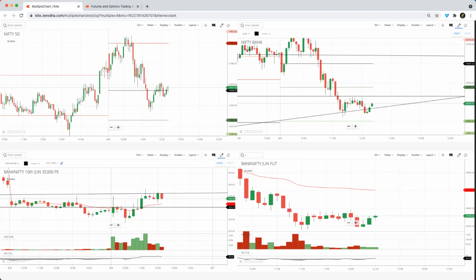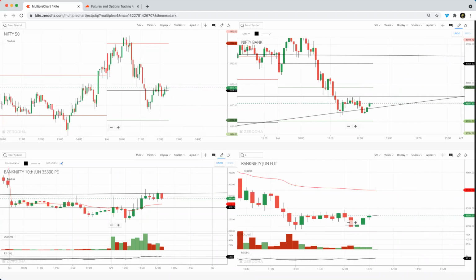It's very slow right now. I think some sort of a big move is going to come in. So which direction do we have to see? It's still the 35,500 call option that is seeing writing.